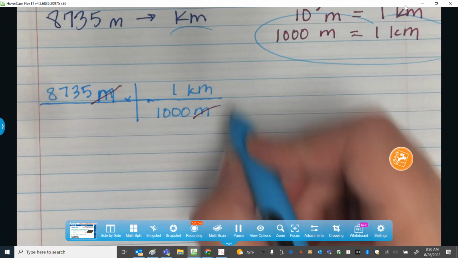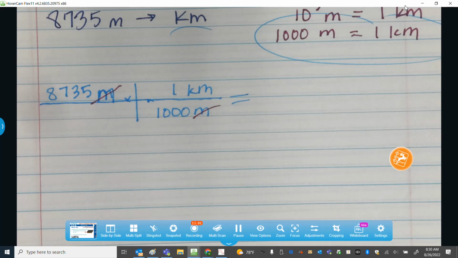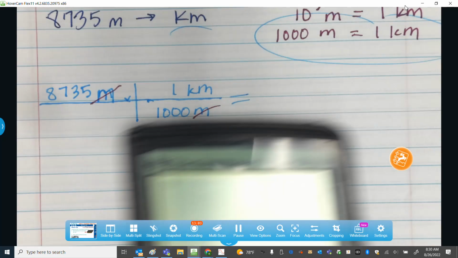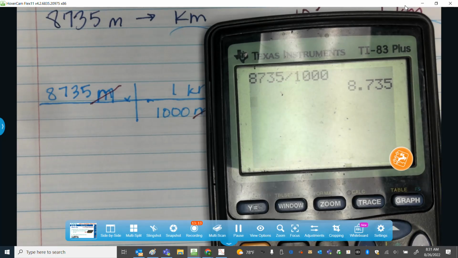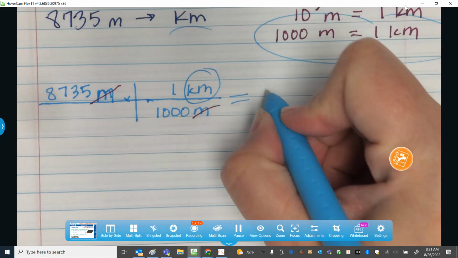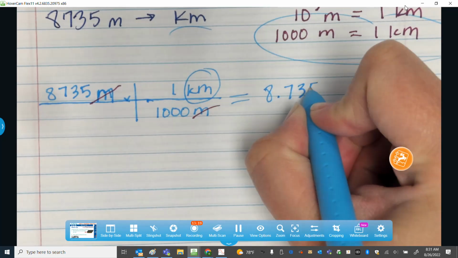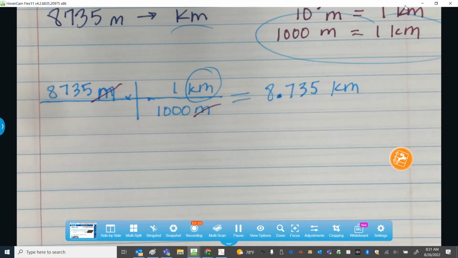Okay, and so if you were doing that, you would just, in this case, multiply by 1 over 1,000, which is the same thing as simply dividing by 1,000. So I would do 8,735 divided by 1,000, and you probably don't need a calculator for this, but I'm going to show you anyway. Which gives us 8.735. My unit, of course, is kilometers. Hopefully you didn't need a calculator for that, but I'm just showing you the whole process.